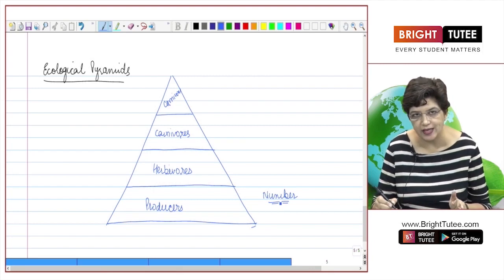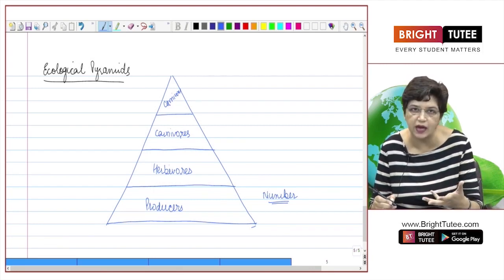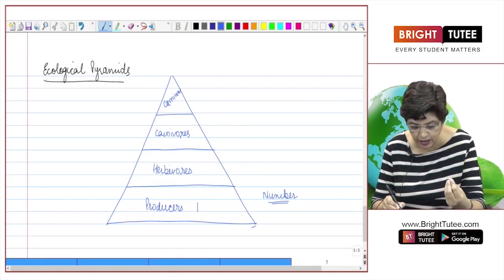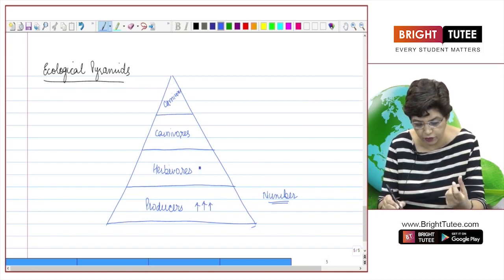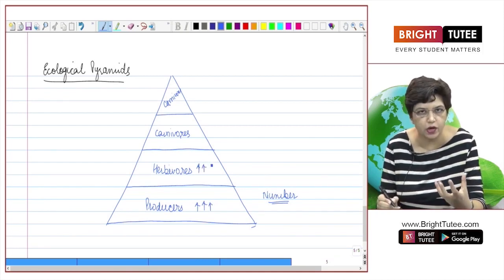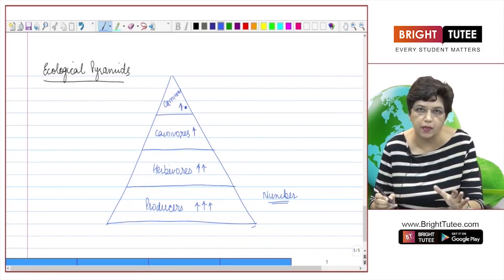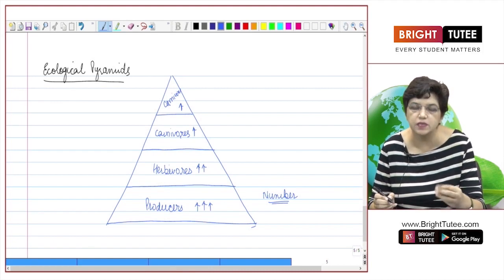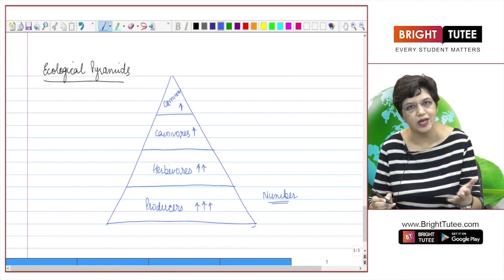The number of organisms, as we go up towards the higher trophic levels, the number of organisms keep on reducing. We have a large number of producers on earth, which actually become the food for some fewer number of herbivores. Then the carnivores are even fewer in number. So the number of organisms keep on reducing as we move towards higher trophic levels.